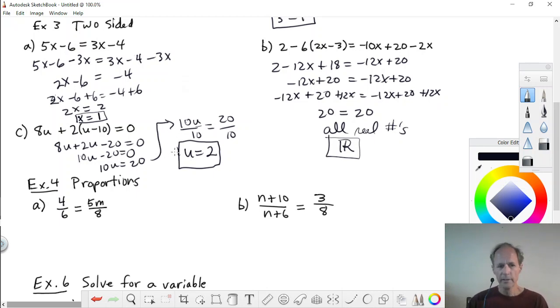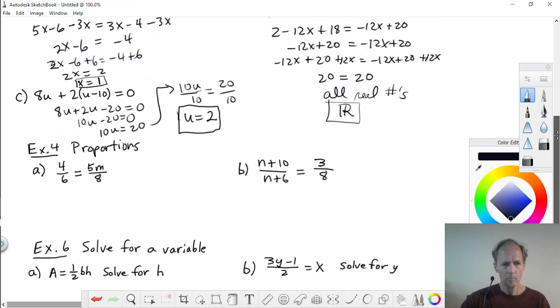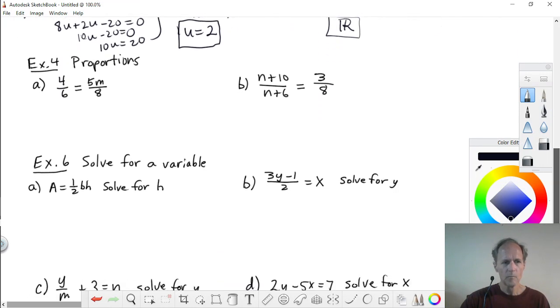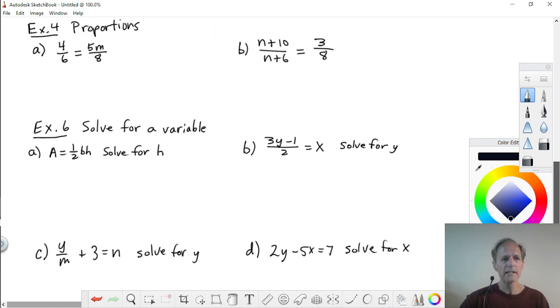Okay, we're going to now look at a special kind of equation called proportions. Proportions are just equations that have two fractions set equal to each other, and that's it. Fractions actually can represent ratios, and a proportion is defined as an equation where two ratios are equal. Okay, but ratios can be written as fractions, so it's when two fractions are equal.